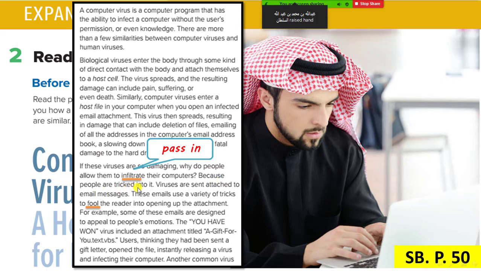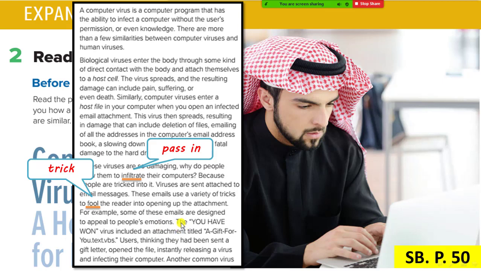Because people are fooled. Viruses are sent attached to email messages. These emails use a variety of texts, for example, to fool the reader. To fool the reader means to trick the reader into opening up the attachment. For example, some of these emails are designed to appeal to people's emotions.